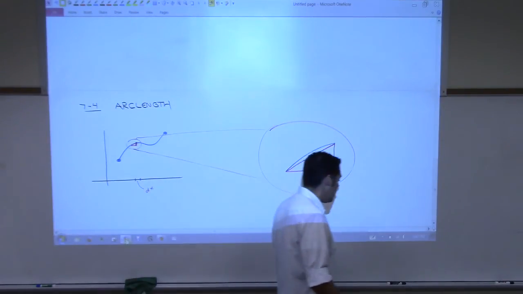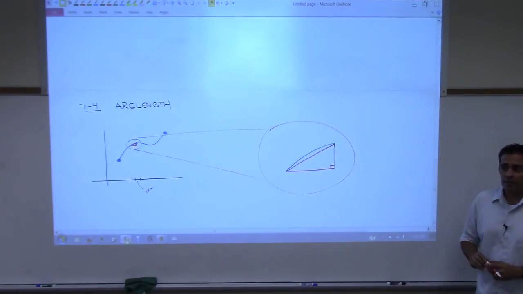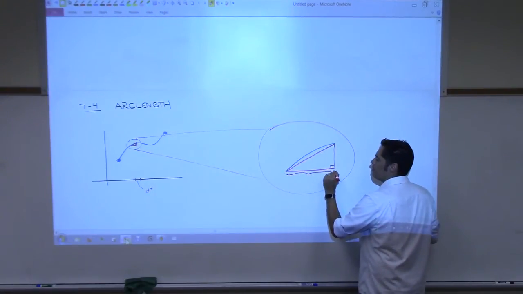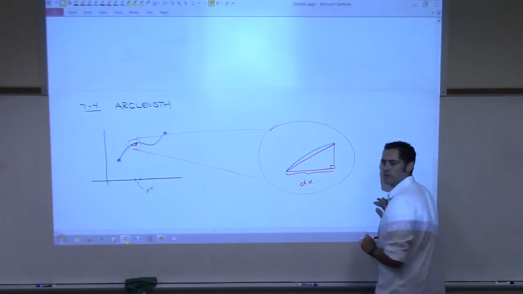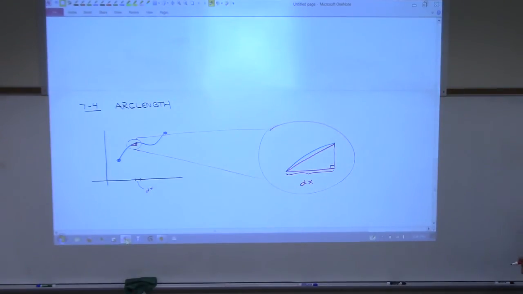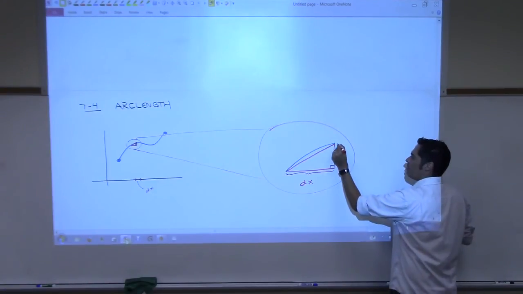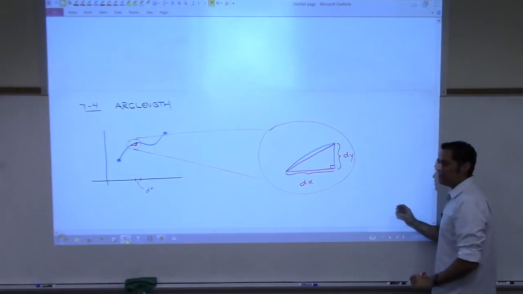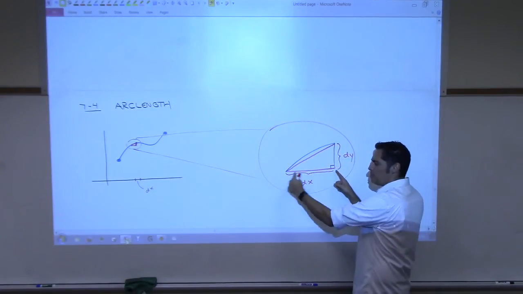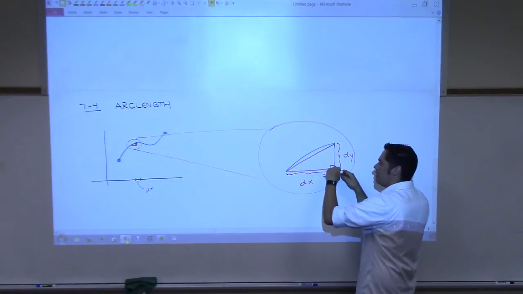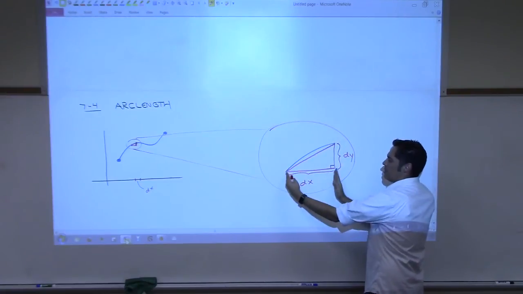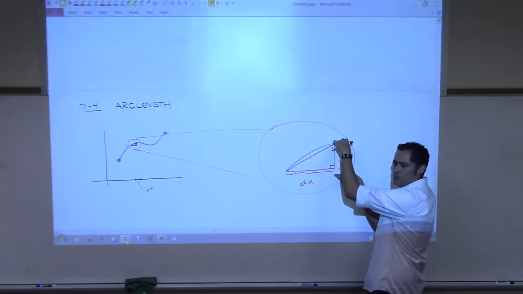Now, when we have right triangles, we like the Pythagorean identity, right? And we know already how wide this is. This is dx, right? We don't know the hypotenuse, but we want to know it. This side right here is actually dy. If this is the infinitesimal change in x, then this is the infinitesimal change in y. As you go from this point to this point, this is how much your x changes, this is how much your y changes, right?